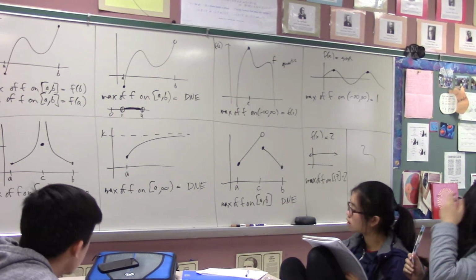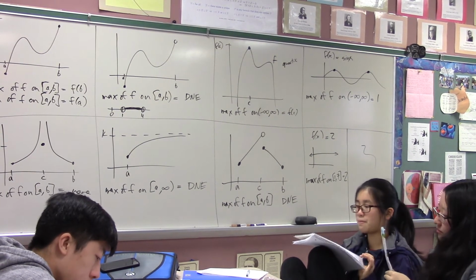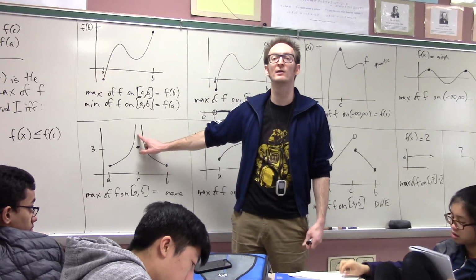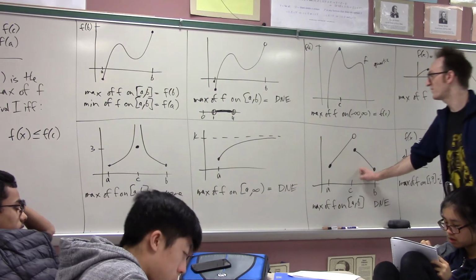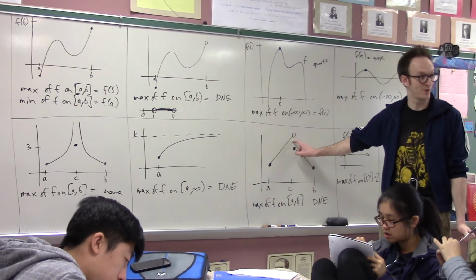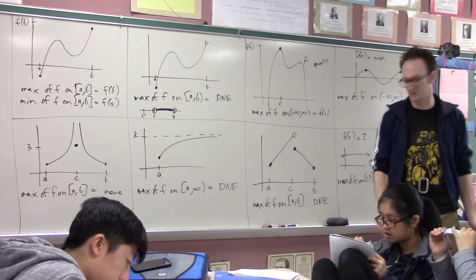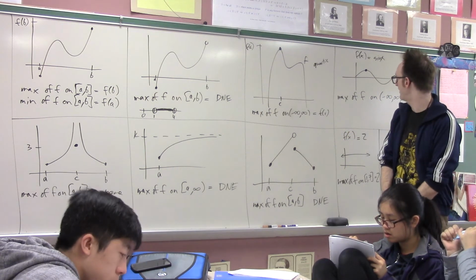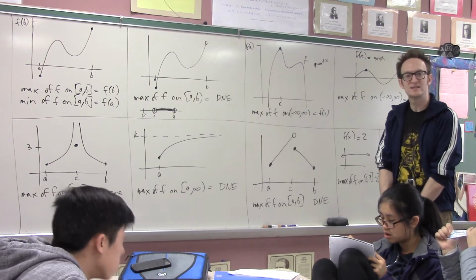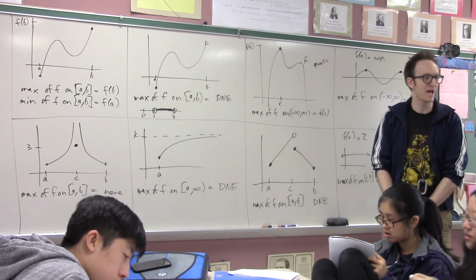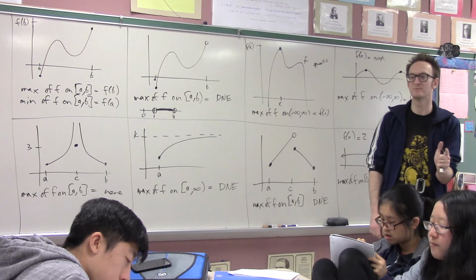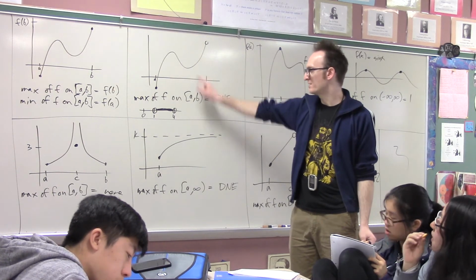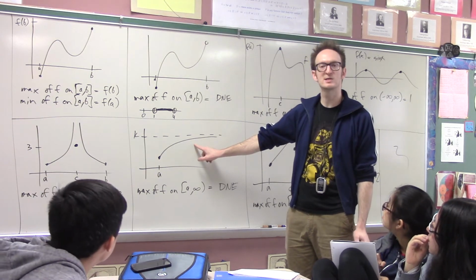Continuity. Yeah, continuity seems to be a key property, right? Here we have a function which is discontinuous in the infinite style, no max. Here we have a function which is discontinuous in the not infinite style, but it's still enough for there to be no largest y value. Okay, so it seems like continuity is important. But that's not the whole story, right? Because this function's continuous, this function's continuous, and yet there is no max.